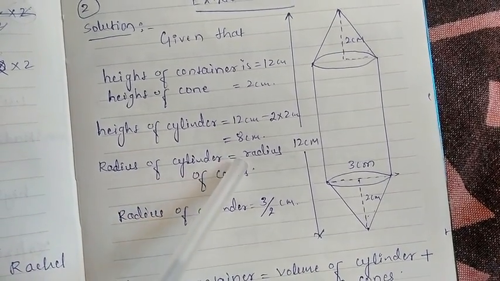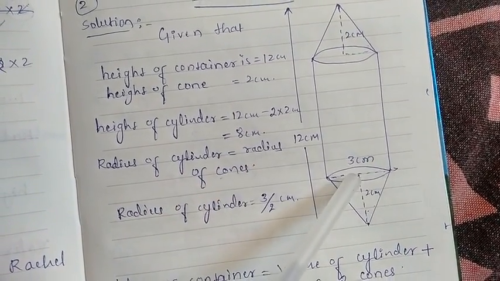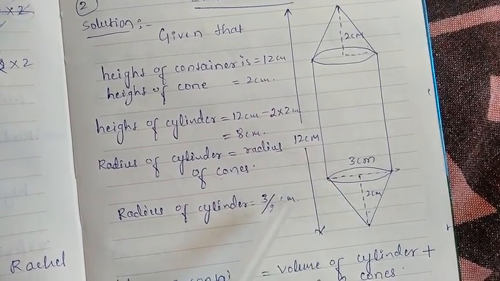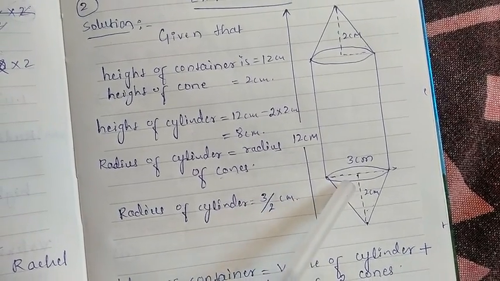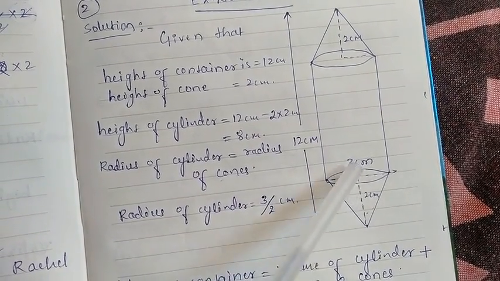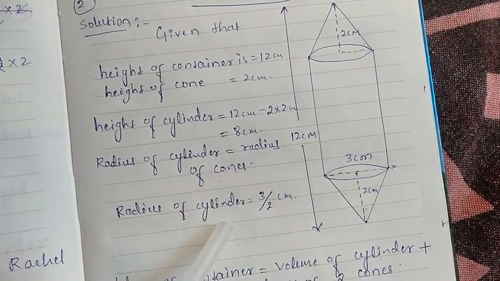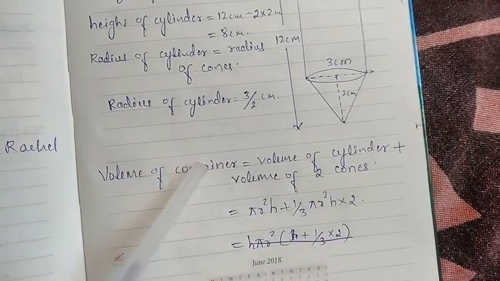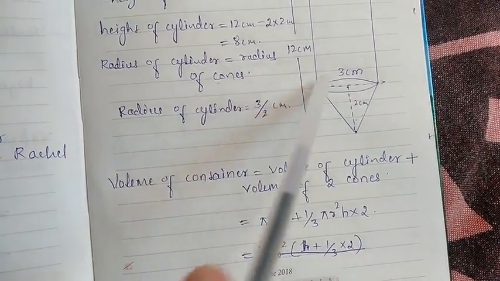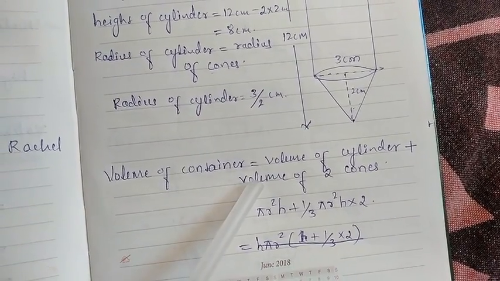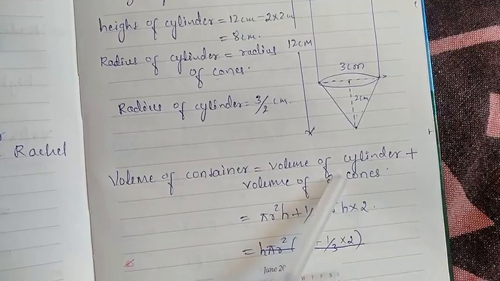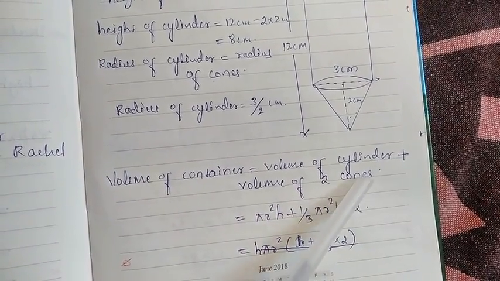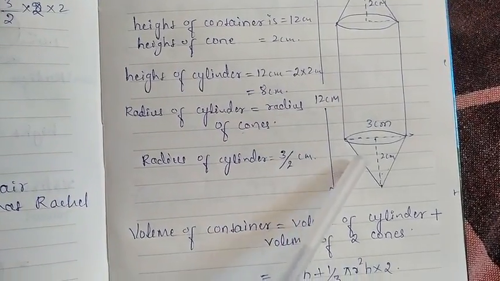Then the radius of the cylinder is equal to the radius of the cone, correct? They gave the diameter of the cylinder as 3 cm, so the radius is 3 by 2. So the radius of the cylinder is equal to the radius of the cone, which is 3 upon 2 cm. Now come to the volume of the container. The volume of the container is equal to the volume of the cylinder plus the volume of the two cones, because two cones are attached to the ends of the cylinder.